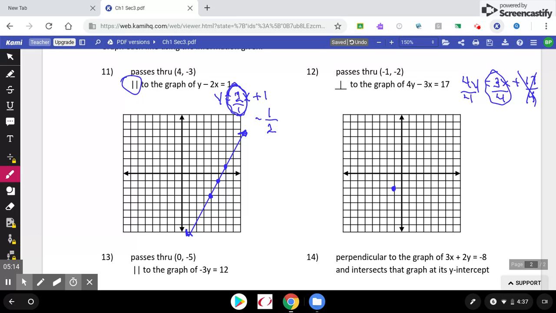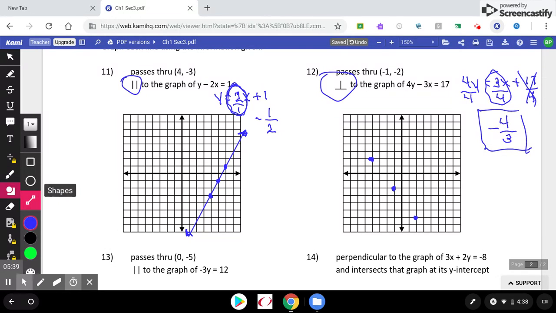So again, the question is, do I want to go with 3/4 or do I want to flip it and use -4/3? This is the symbol for perpendicular. Perpendicular means flip it and change the sign. So I want to count with that guy instead. So 1, 2, 3, 4 down, 1, 2, 3 over. Notice when I'm done with this line, it's going to tilt to the left. And it better, because I had a negative slope.